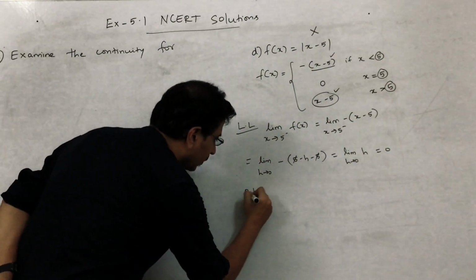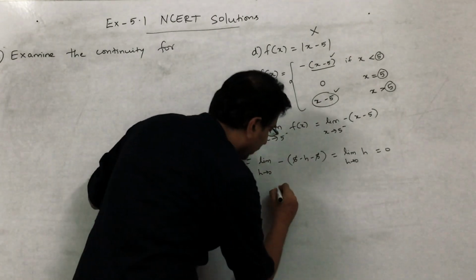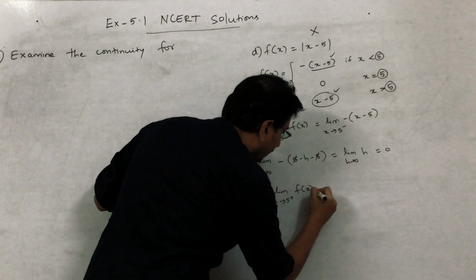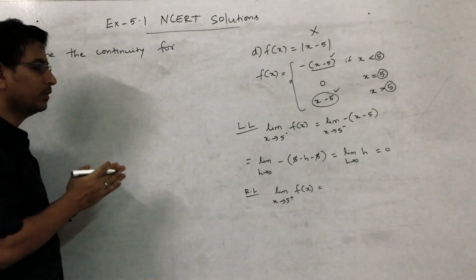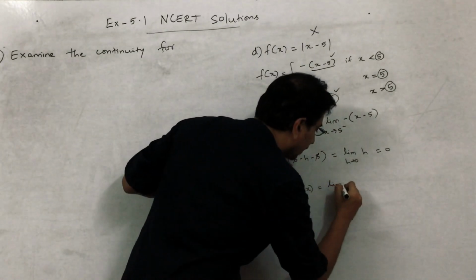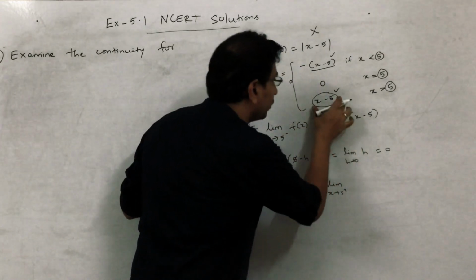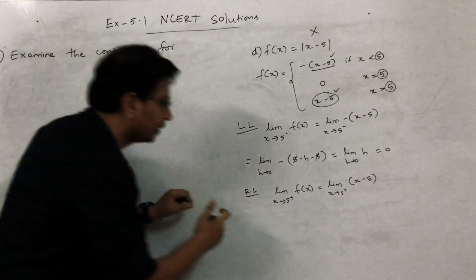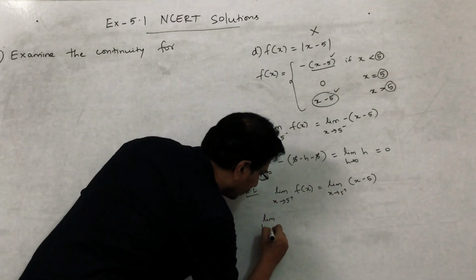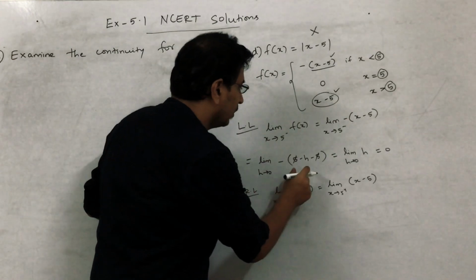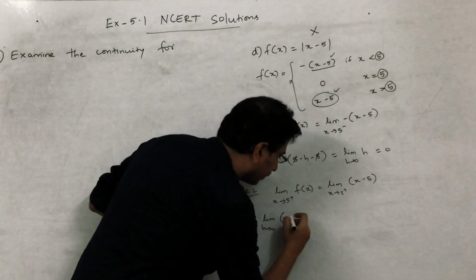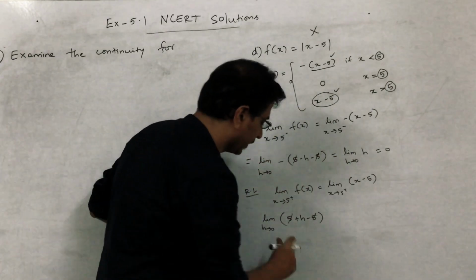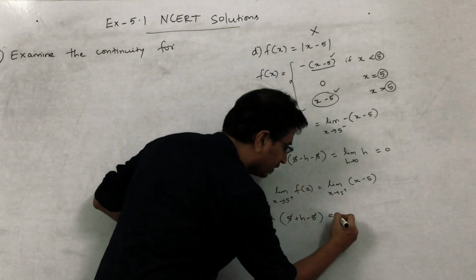Similarly, when you take the right limit, limit x tends to 5 plus f of x. What is the f of x we need to consider? We need to take x minus 5 into consideration. Now this will be limit h tends to 0. In the place of x we write 5 plus h, and minus 5 is already existing. This and this will get cancelled. Limit h tends to 0, h is 0.